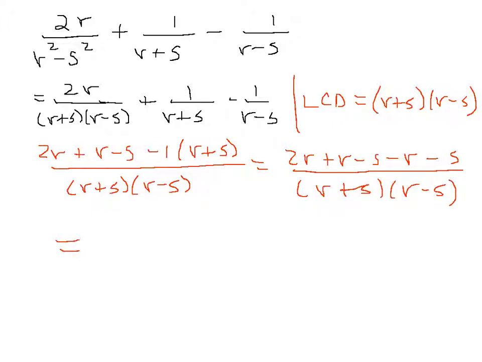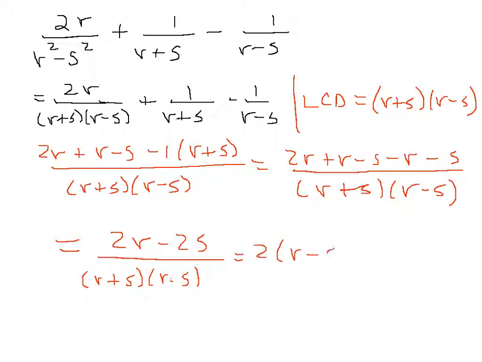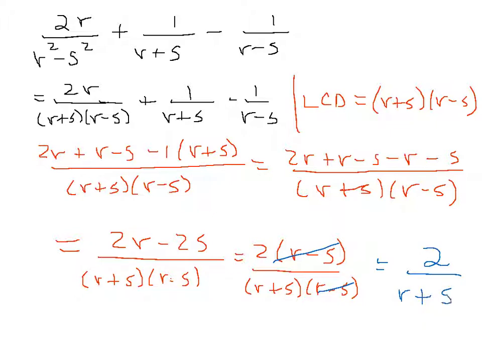And if we simplify the top, what do we get? Can you see it? We get 2r minus 2s over the bottom. And we can factor that as 2 times r minus s over r plus s times r minus s. And finally, we can do a little bit of simplifying here. And so our final answer is 2 over r plus s.